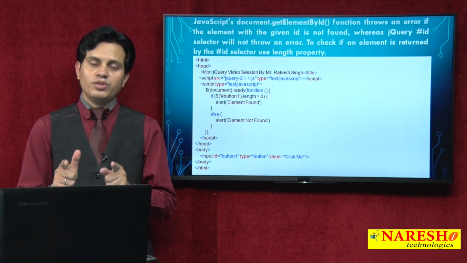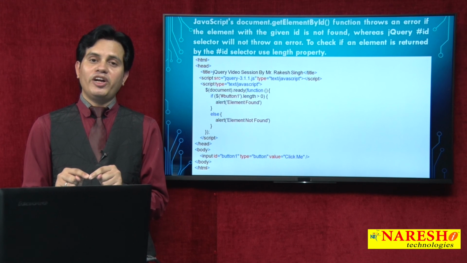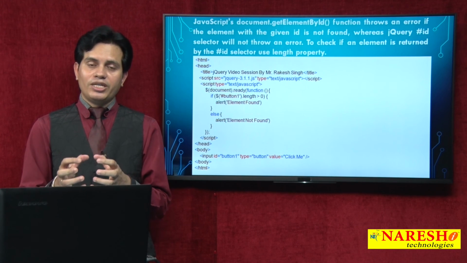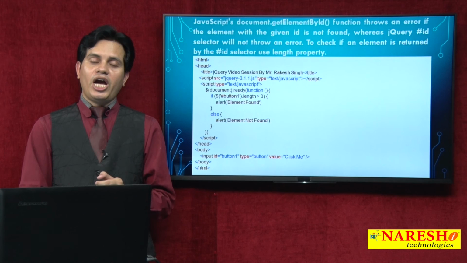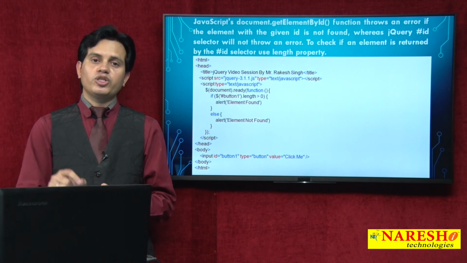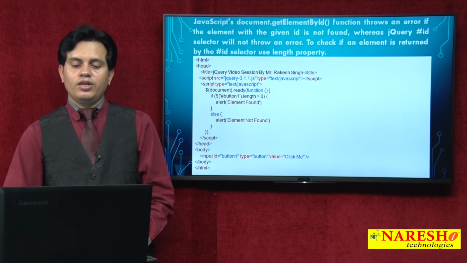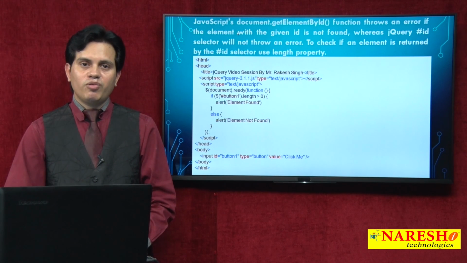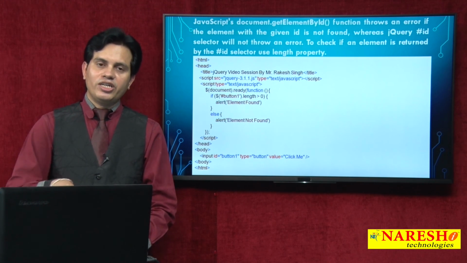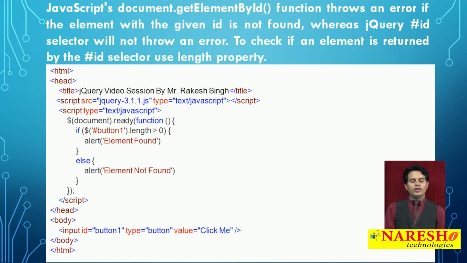But in the case of the JavaScript document.getElementById function, it always selects the element with the matching ID, and if it is not found, it is going to throw an exception because it always looks for a raw DOM object. So how do we identify in jQuery whether the element is selected or not? To check if an element is returned by the ID selector, use the length property. You can observe what I am going to do.